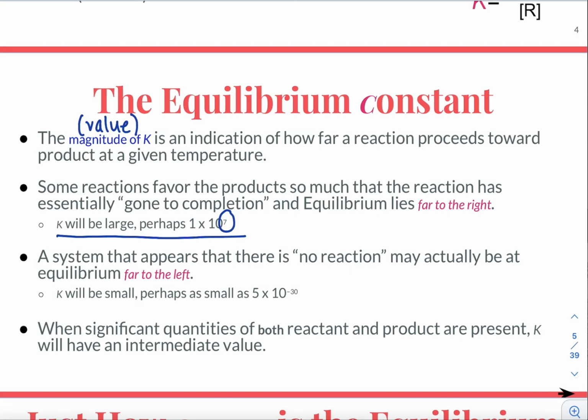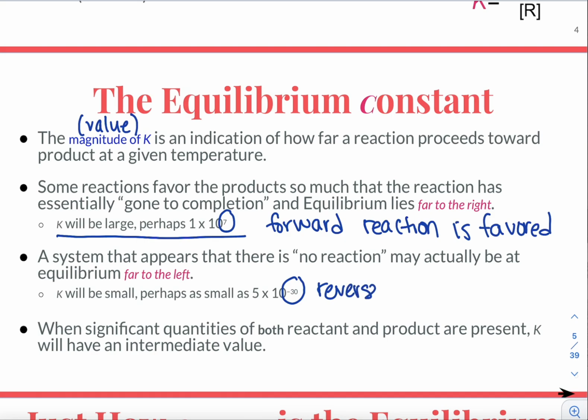than reactants. So that means what we say is the forward reaction is favored. And if you have a very small K, for example, here we have 10 to the -30, that means that the reactants are much higher in concentration than the products, so the reverse reaction is favored.